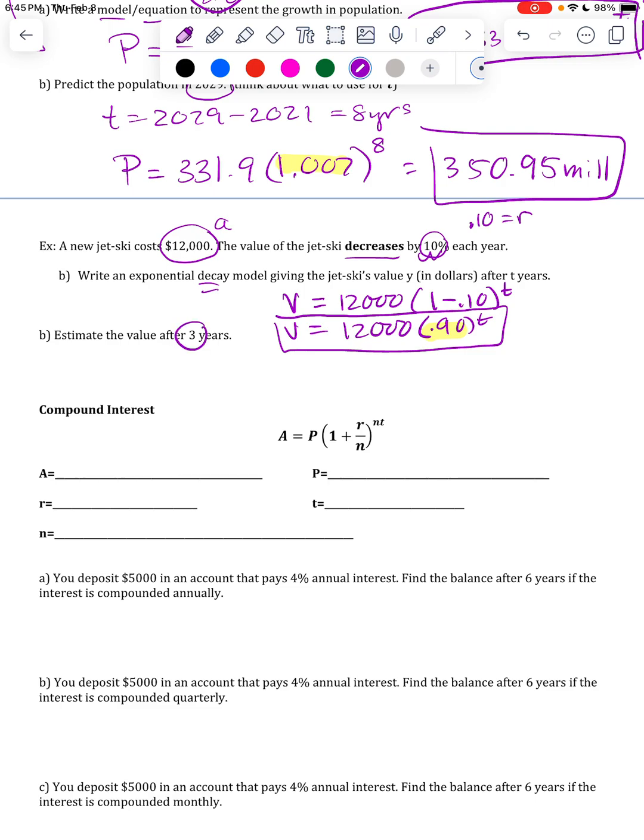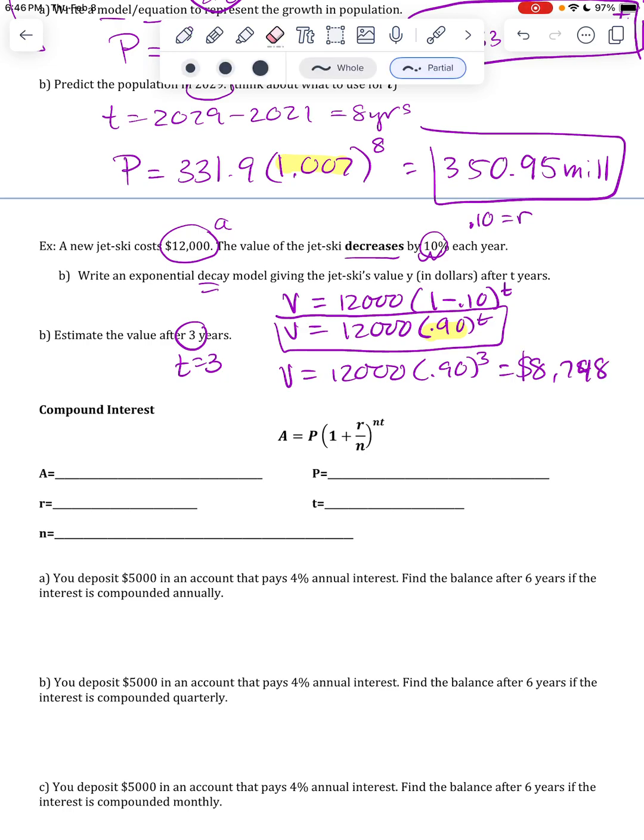Here it says, what's the value after 3 years? Well, then time is 3. And so my value will be 12,000 times 0.90 to the 3 power. So if I do that on my calculator, I'm ending up with a value of $8,748, sorry about that, dollars.